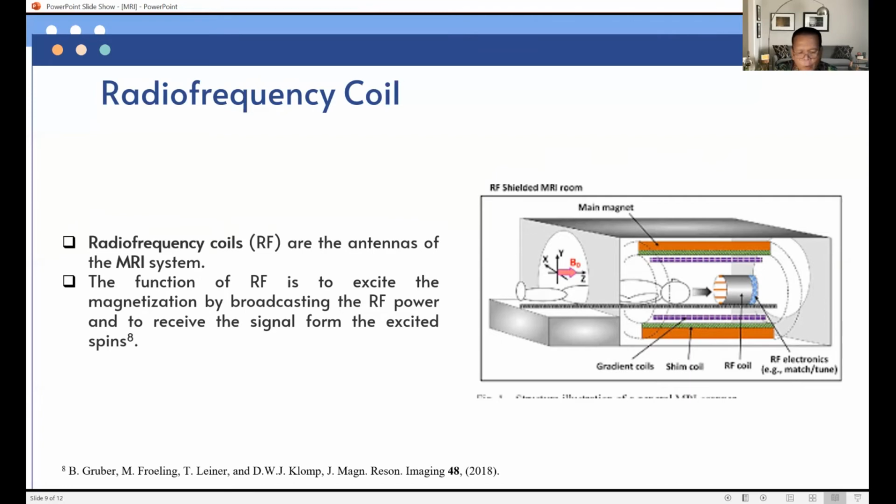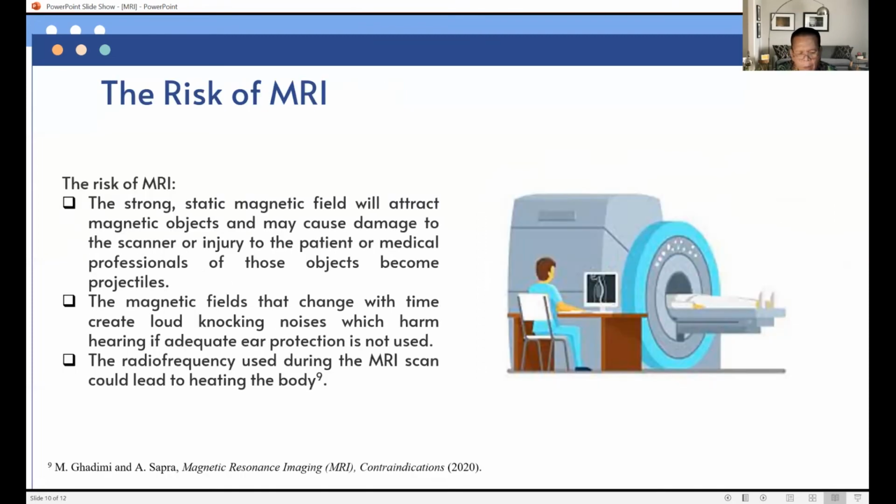Radio frequency coils are the antenna of the MRI system and have two functions. First, to excite the magnetization by broadcasting the radio frequency power, and second, to receive the signal from the excited spins or RF coil.